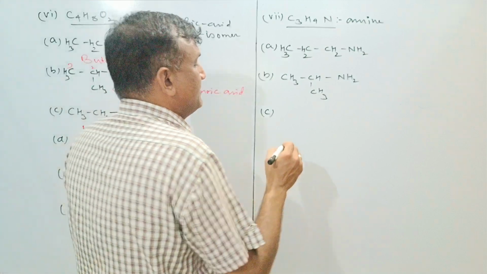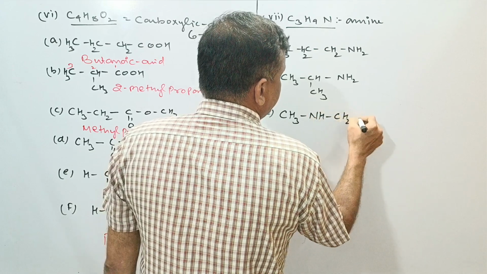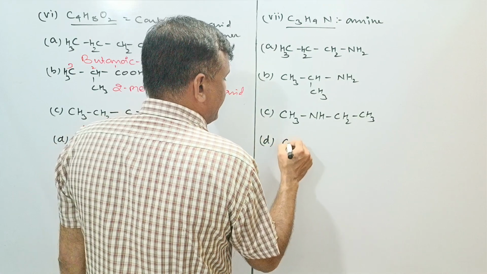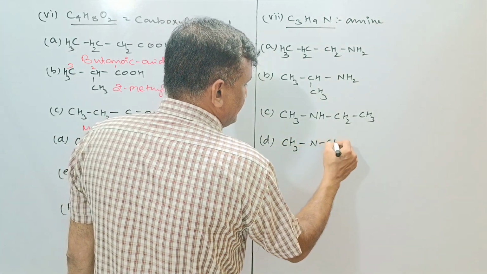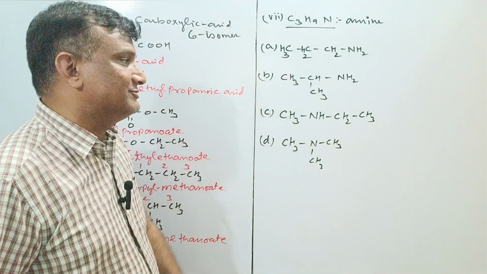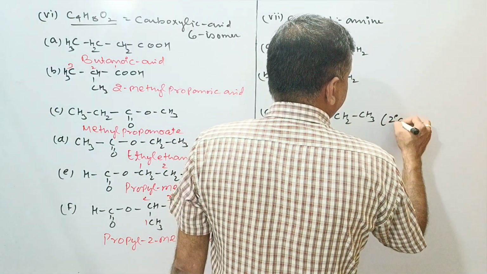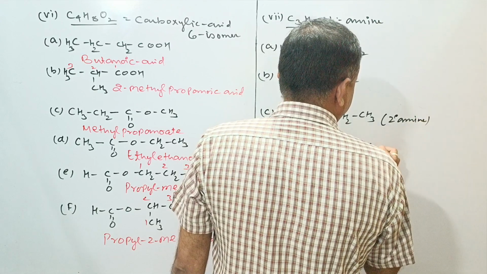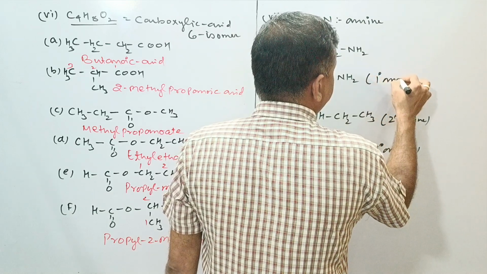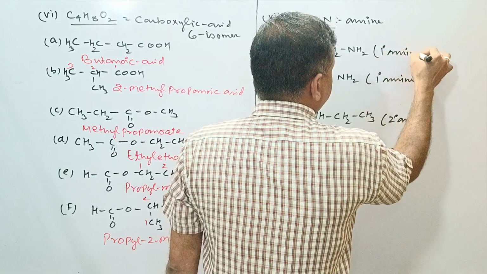So it will be function group isomerism. The function group will be your 2 degree amine. We have discussed this. So this is the 2 degree amine. Further it will be your 3 degree amine, so CH3N, CH3 and CH3. These are the 1, 2, 3 and 4 isomers. This is the 2 degree amine, this is the 3 degree amine, this is your 1 degree amine, and this is again a 1 degree amine as an isomer.